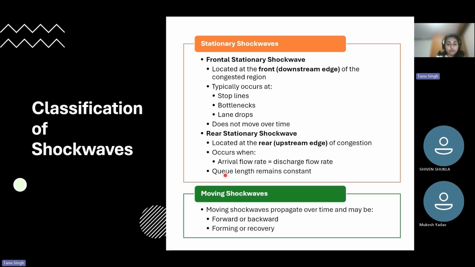Then the other type was the moving shock wave. These shock waves propagate changes over time, either forward or backward. Additionally, moving shock waves may be classified into forming or recovery shock waves, depending upon whether the congestion is growing or dissipating.